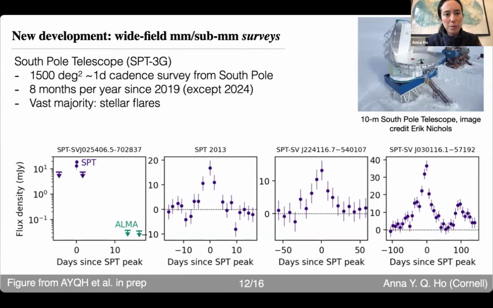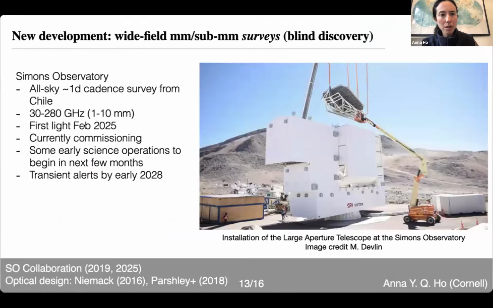The South Pole Telescope has been doing this for many years now. It's been doing what I would call a high cadence time domain survey from the South Pole across about 1,500 square degrees. And the SPT collaboration has done a lot of really careful work in measuring the rates of transients. They've discovered dozens of flares from nearby stars, as well as a number of transients that are likely extragalactic in origin, but of unknown nature.